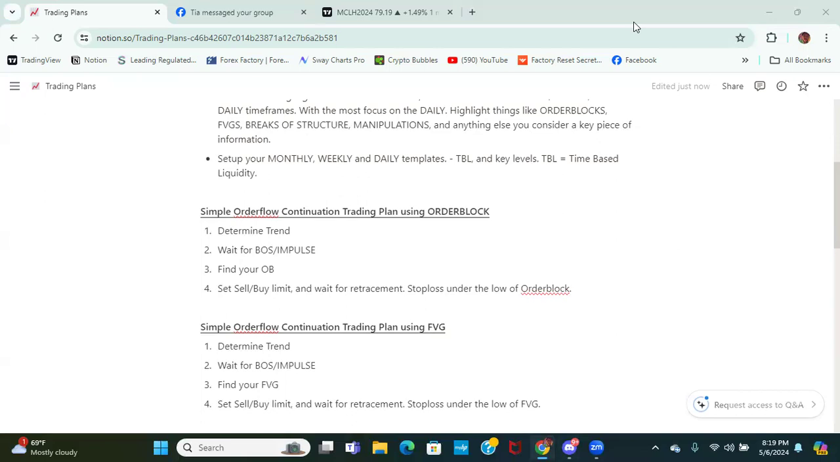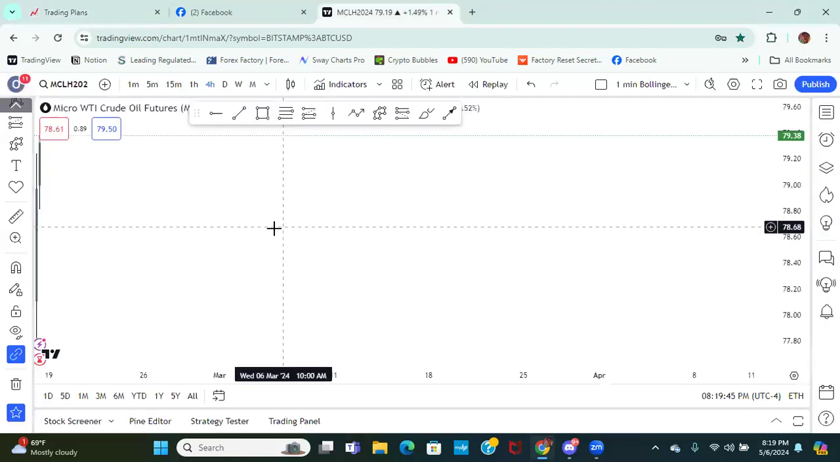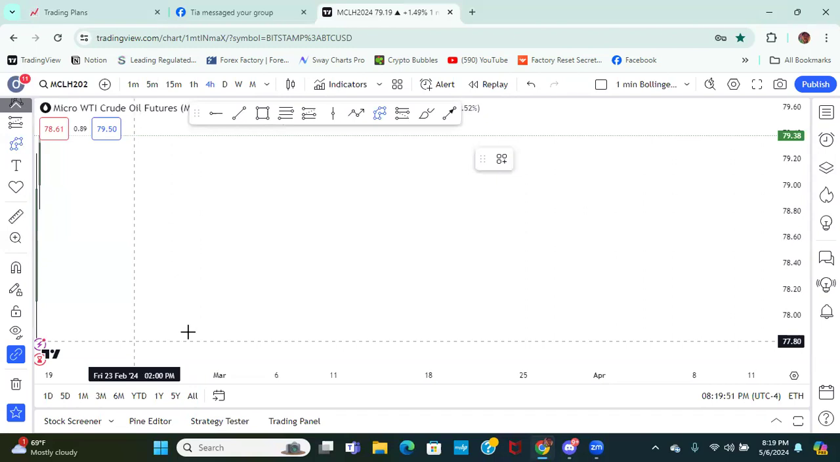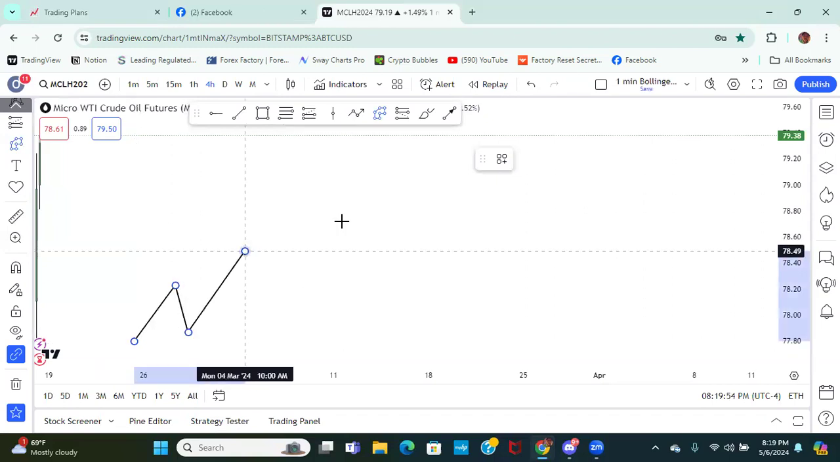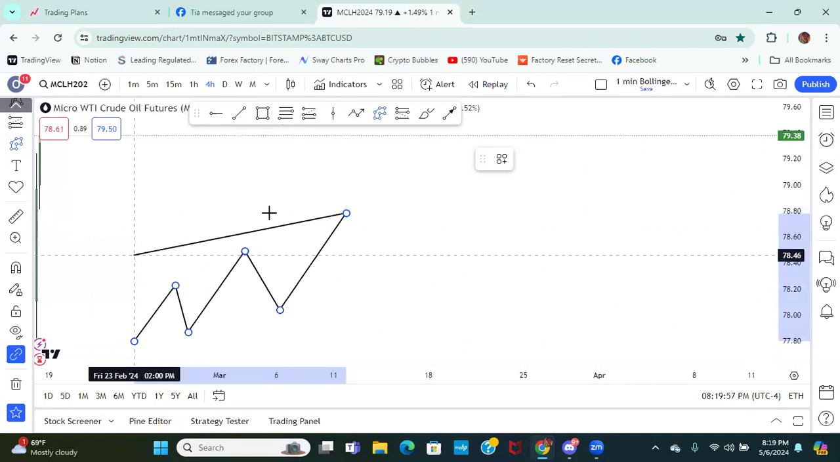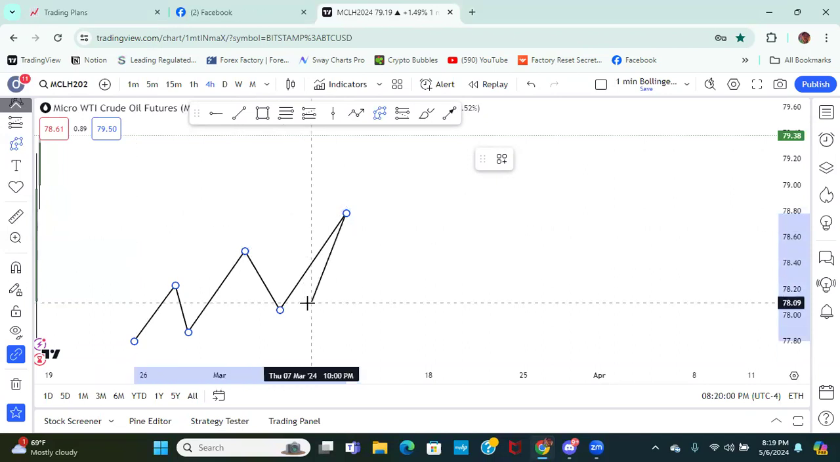to TradingView, so I can show you this a little bit. All right. So step one is determine the trend. So say we're bullish, right? We'll just say we determined the trend is bullish. Say it's going like this, boom, boom, boom, boom. This is the trend. Now say you come to the chart and price is looking like this. You identify a break of structure, you identify an impulse, right?